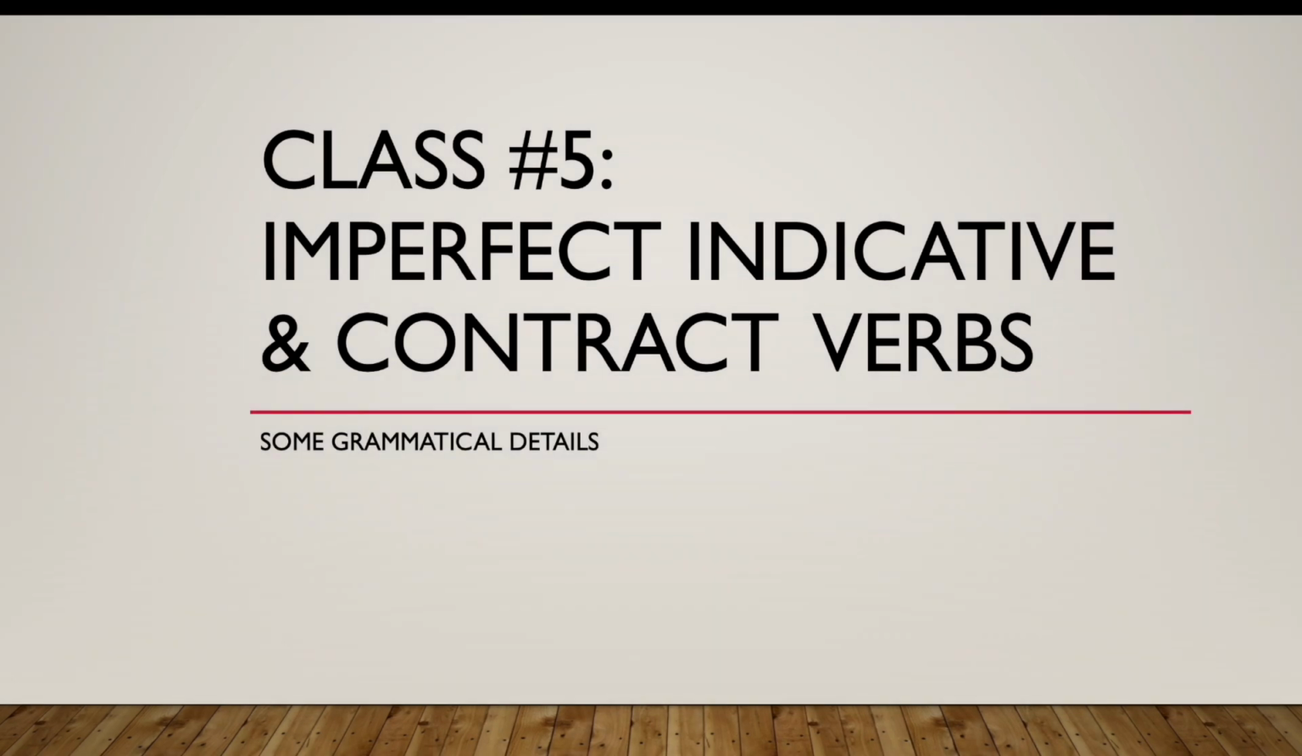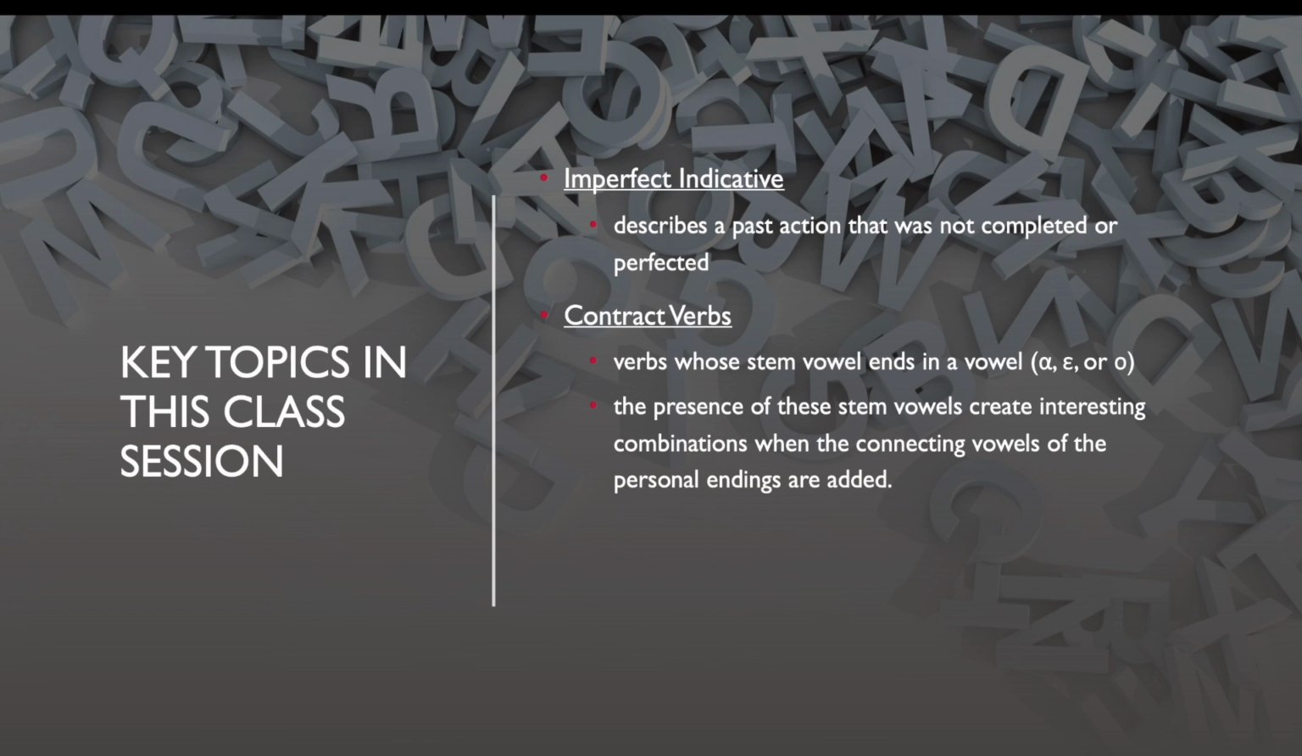Welcome everyone to class lecture number 5, and I'm dealing with two large topics today: the imperfect indicative, a new verb tense, and a new type of verb called contract verbs. Last class we dealt with the present indicative. This class we're learning a new verb tense called the imperfect indicative, and it describes an action in the past that was not completed or perfected. We're also going to learn about a family of verbs called contract verbs.